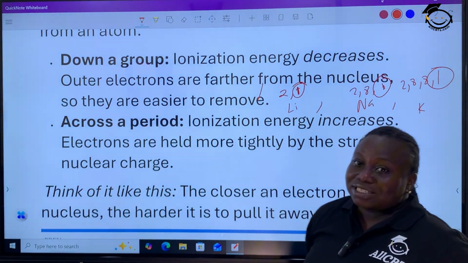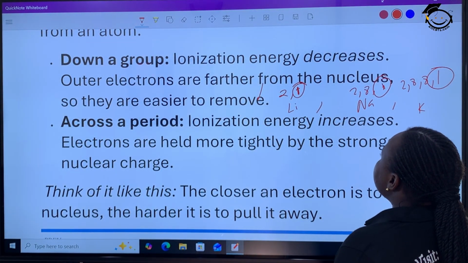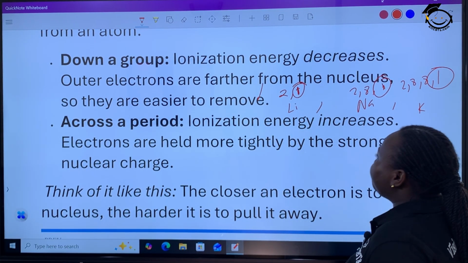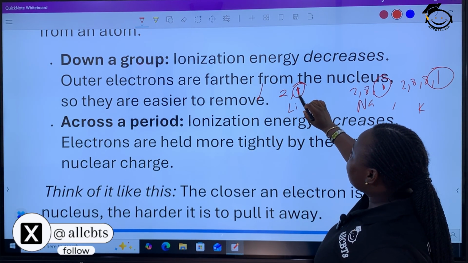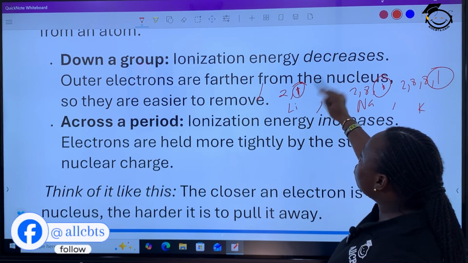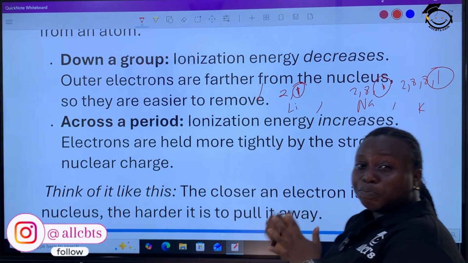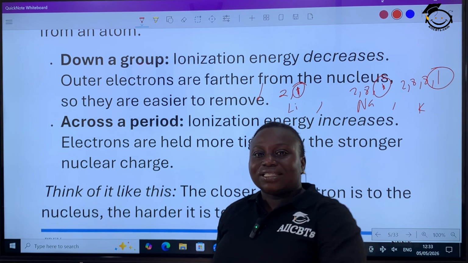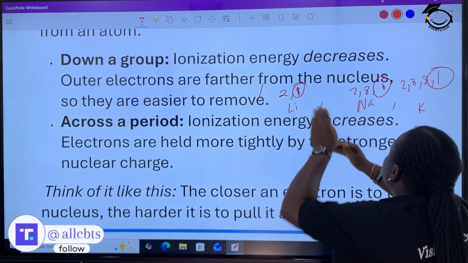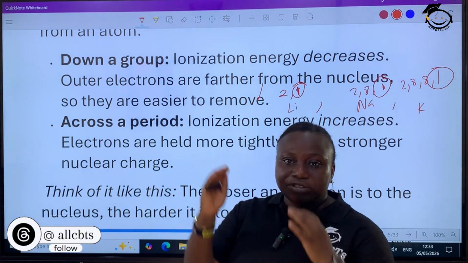Another thing you can use to know why it is decreasing is that when you go down the group, it is very easy for them to lose this electron. So as they go down, it's getting easier. Why? The attraction that holds that electron in place is getting weaker as the shells are increasing. That is why, down the group, this energy is decreasing.